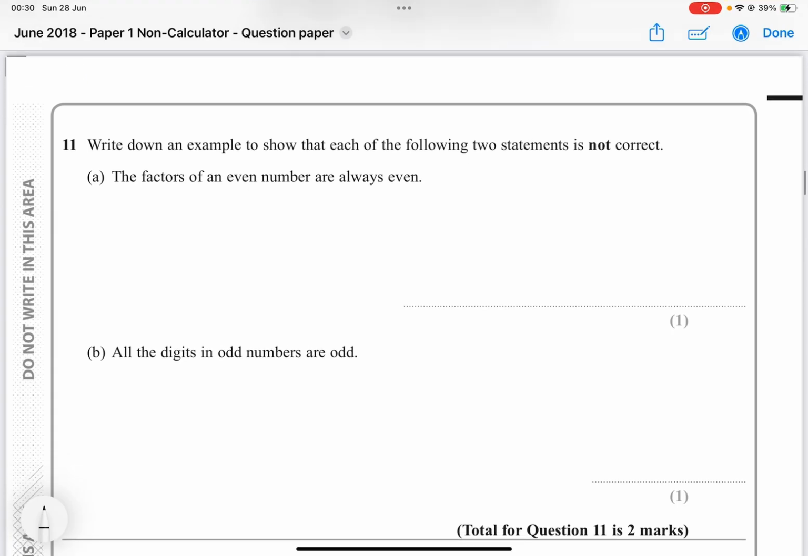Okay. Write down an example to show that each of the following 2 statements is not correct. The factors of an even number are always even. Remember, factors are whole numbers that divide exactly into another number without leaving a remainder. So 36, let's take for example. Let's look at some of the factors that we have. So we have 1 and 36. It says the factors of an even number are always even. Well, 1 is not even.